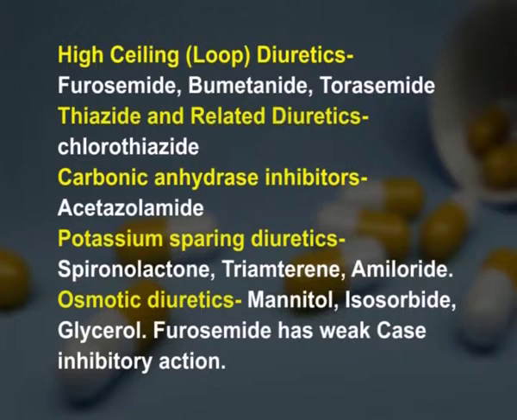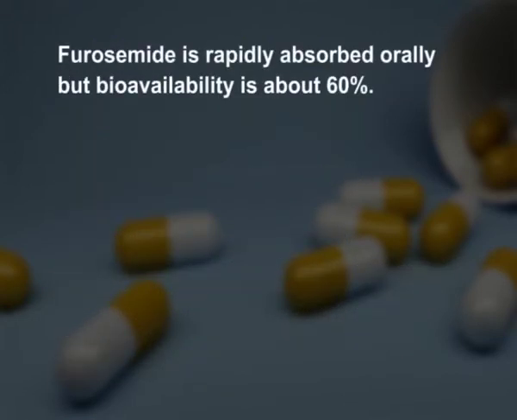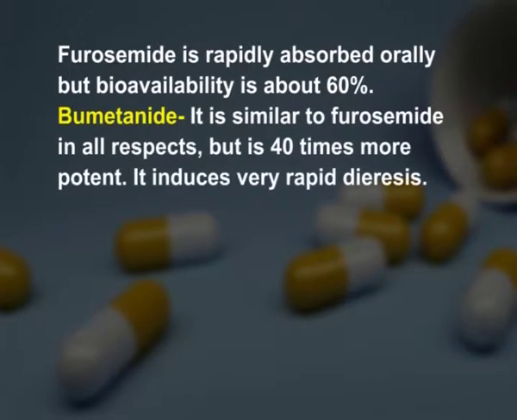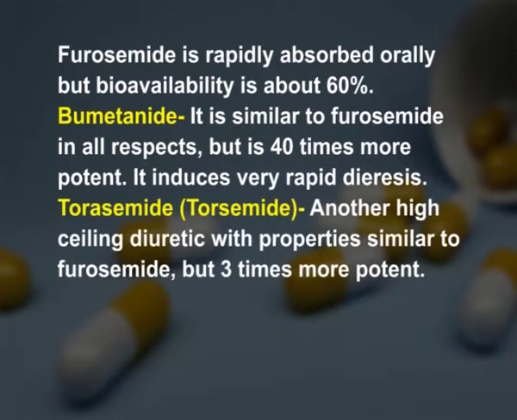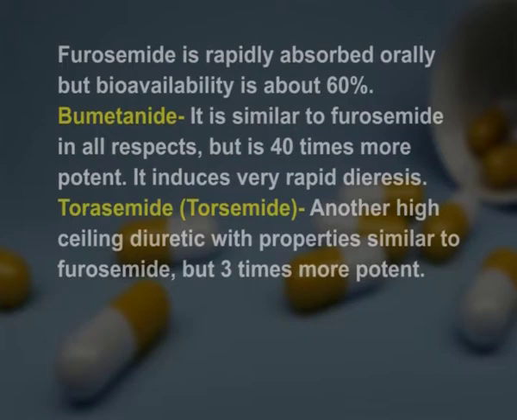Furosemide has weak carbonic anhydrase inhibitory action. Furosemide is rapidly absorbed orally, but bioavailability is about 60%. Bumetanide is similar to furosemide in all respects, but it is 40 times more potent. It induces very rapid diuresis. Torasemide, another high ceiling diuretic, has properties similar to furosemide but is 3 times more potent.